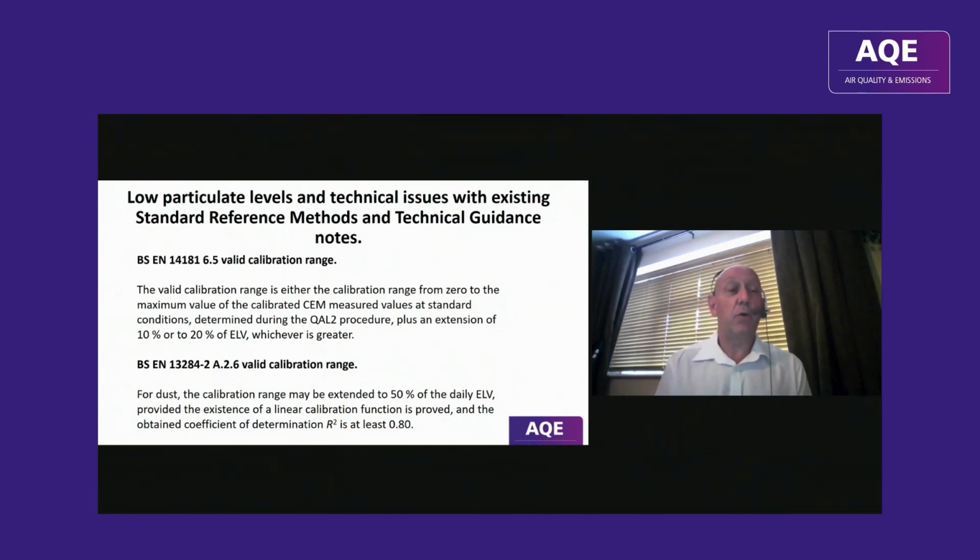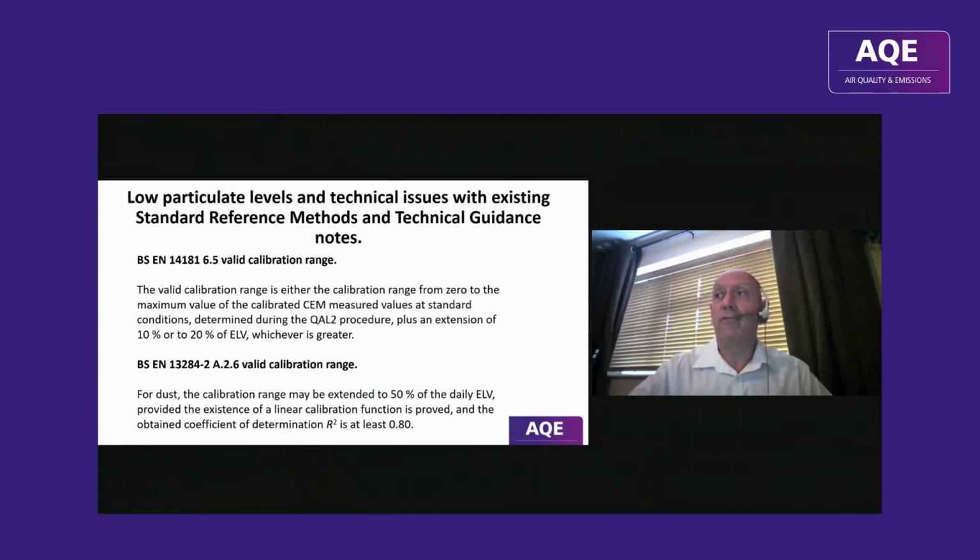Calibration ranges. So in BS EN 14181, section 6.5, the valid calibration range is the calibration range from 0 to the maximum value of the calibrated continuous emission monitor, measured values at standard conditions, determined during the QAL2 procedure, quality assurance level 2, plus an extension of 10% or to 20% of the emission limit value, whichever is greater.